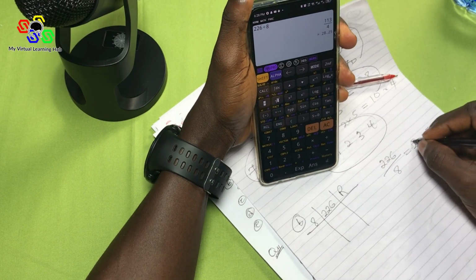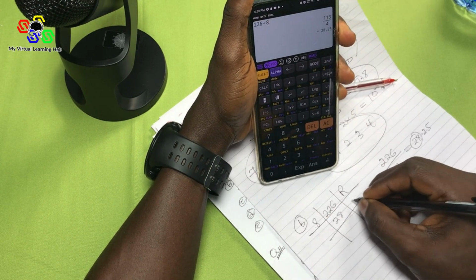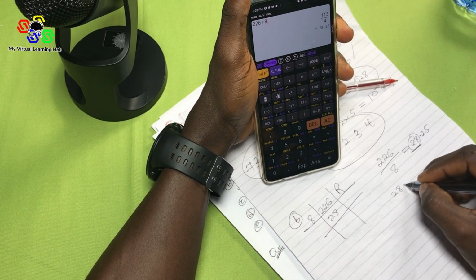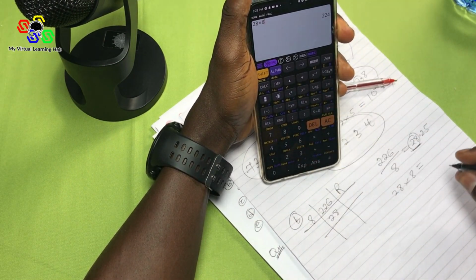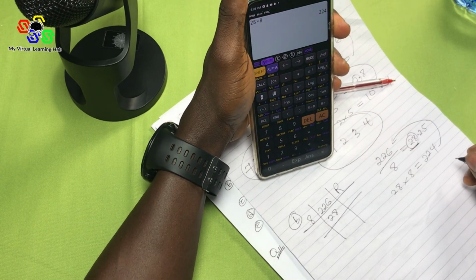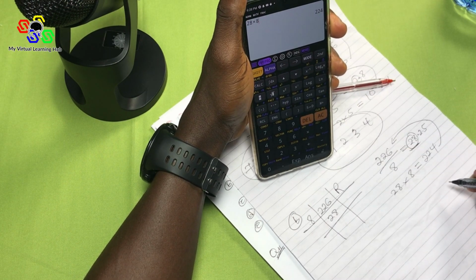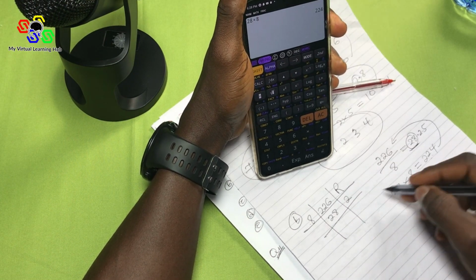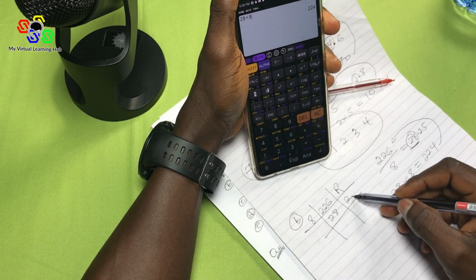That will give us 28.25. So it means the main number here is 28. So it means 8 will go here, 28, remainder, a certain number. How do we get the remainder? Use the first number, which is 28, to multiply the 8. So 28 times 8, you are going to get 224. That 224 is closer to 226. So we take away 224 from 226, and that will give us 2. So 226 minus 224 is 2. So it means 8 will go into 226, 28 remainder 2.